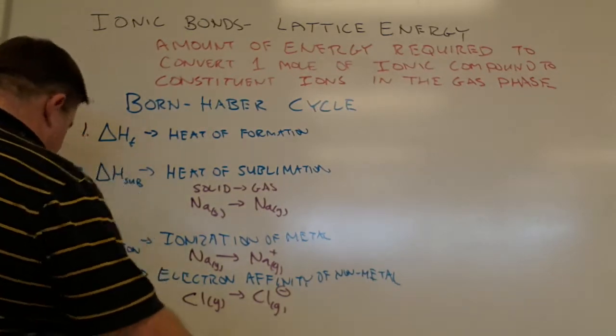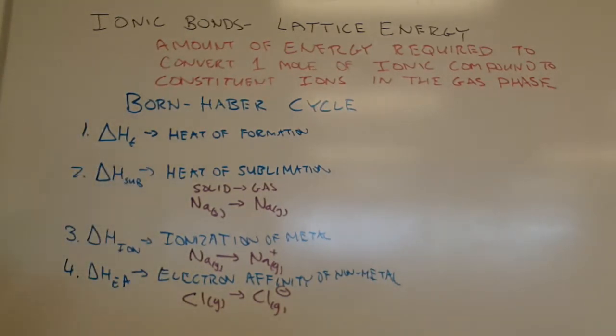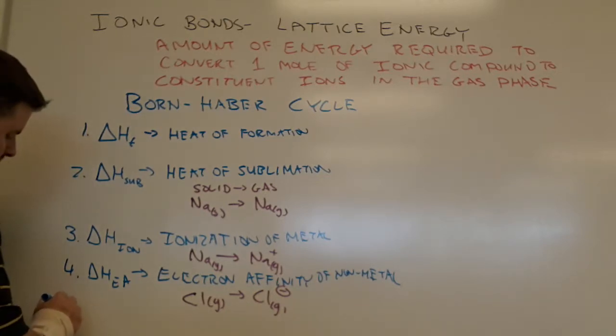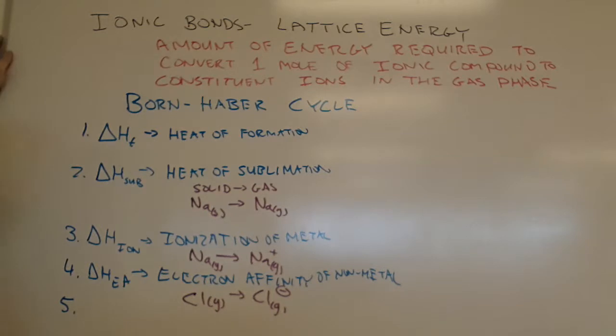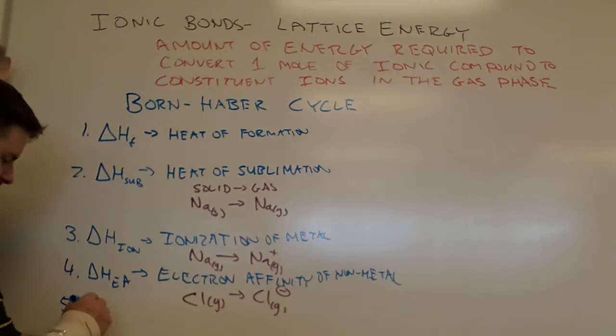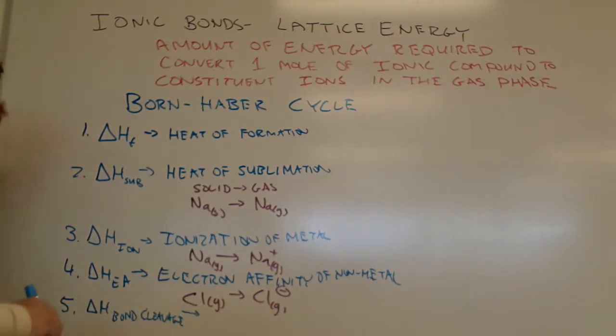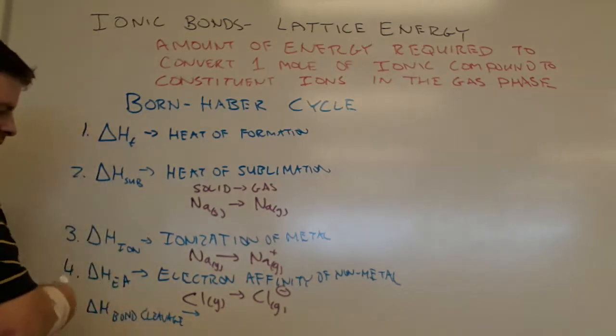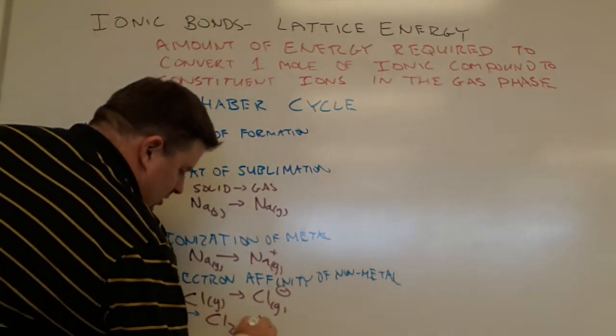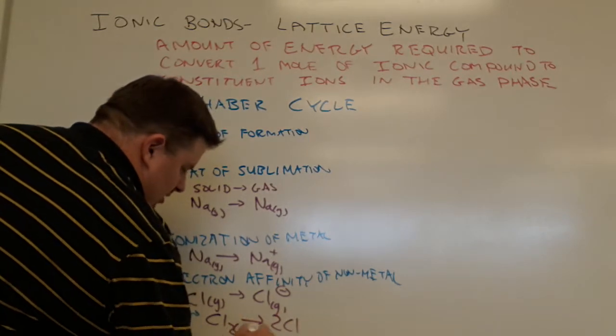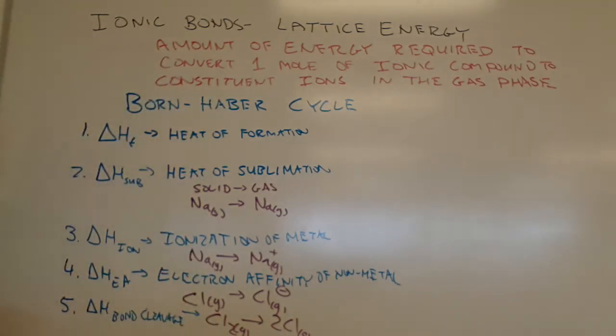The lattice energy may or may not be needed. It depends on the value that you've got, all right? And it's how much energy is going to be required to convert chlorine gas into atomic chlorine. So I'll put this delta H of the bond cleavage. And the delta H of the bond cleavage is when you are separating Cl2 into 2Cl. Both of these are in the gaseous phase. All right? And this covers a lot of things.